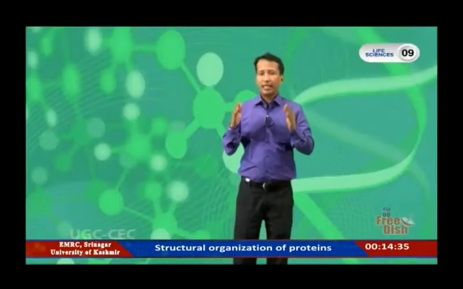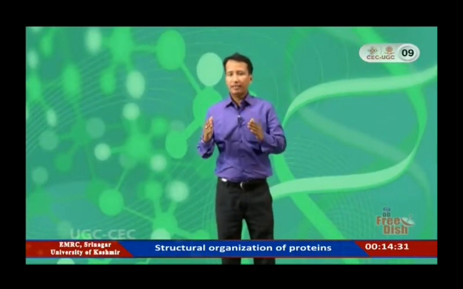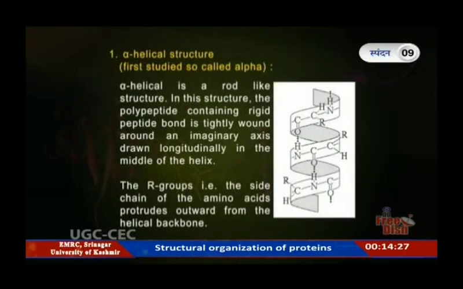Four types of secondary structure are found in proteins. Let us discuss them one by one. Number 1, alpha helical structure. Alpha helical structure is a rod-like structure.